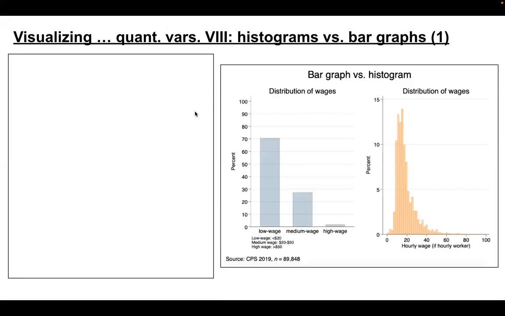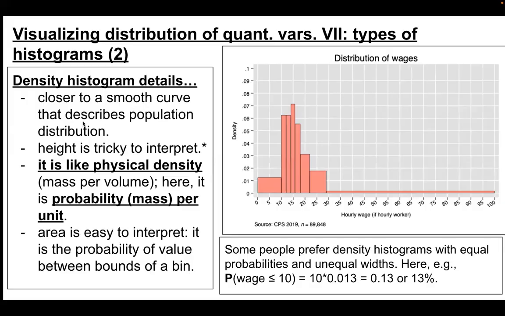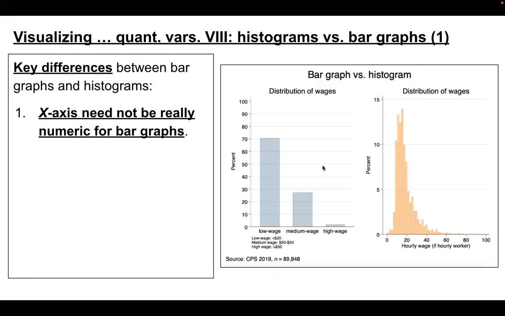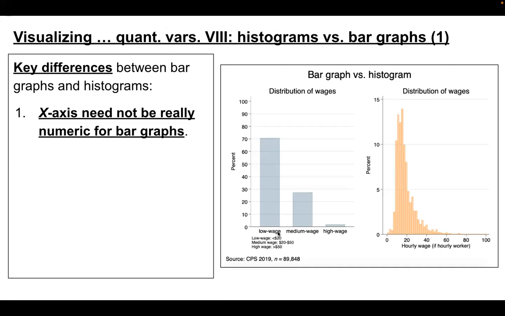So let's talk about some differences between bar graphs and histograms, which are kind of important. Here is a key difference between a bar graph and a histogram. First, the x-axis does not really need to be numeric for bar graphs. So here you can see I use that information on the distribution of wages, but in this case, I binned people into low, medium, and high wage, and you can see how I did that here. That's arbitrary. It's not that meaningful. But notice here that the x-axis is not really numeric. The gap between medium and low is not the same as the gap between high and medium. There's not really a numeric meaning here because these are evenly spaced, but the values these represent are not constant.